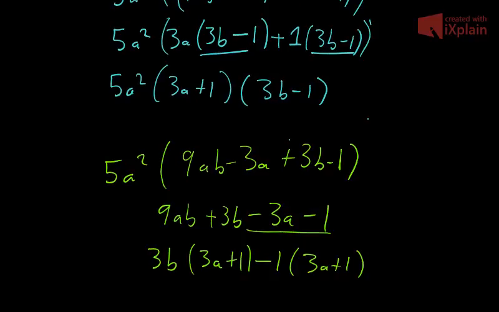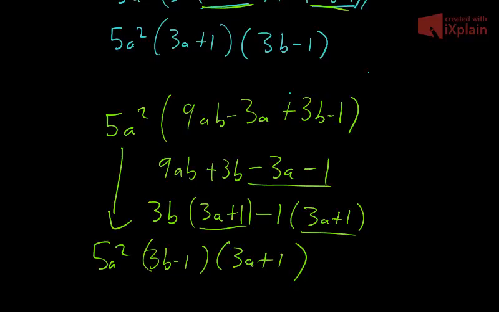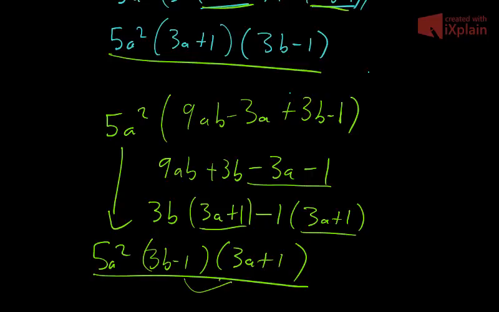And even though now I have 3a plus 1 as my common thing instead of 3b minus 1, it's still going to work out, because what I have left on the outside is 3b minus 1 times 3a plus 1, and I've got my 5a squared from there that I'm going to bring down. And I end up with this exact same answer, maybe just with these two terms flipped around, which is a-okay.